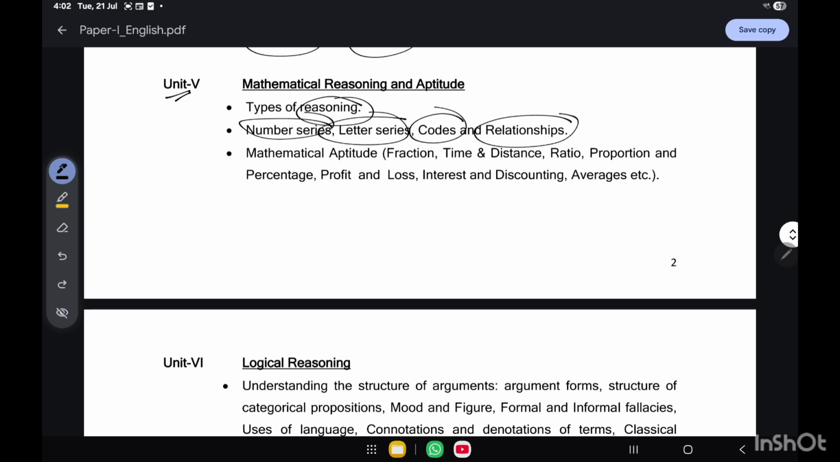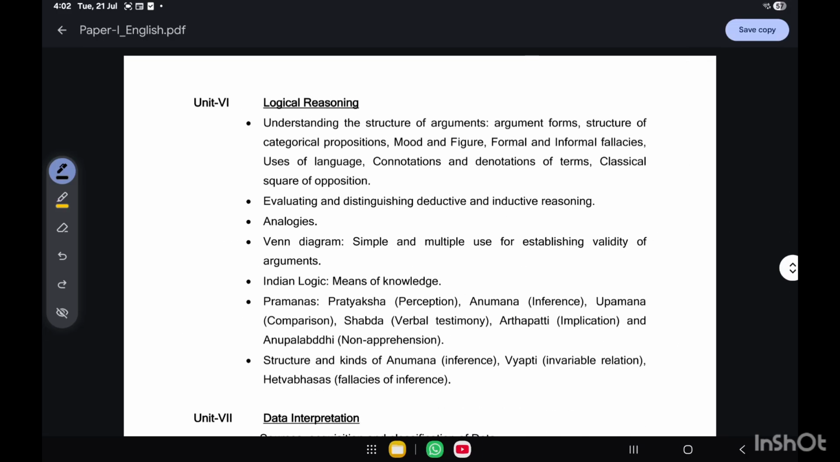And you're gonna be good at maths when it comes to unit 5, specifically the time related questions, distance, the fractions you have to be good at, and the ratios, proportions, percentage, profit and loss, interest and discounting, averages. So if you're good at maths, then you don't have to worry too much about unit 5.